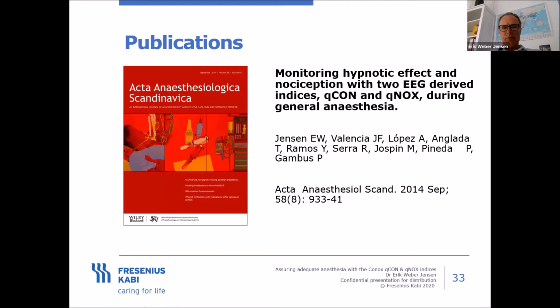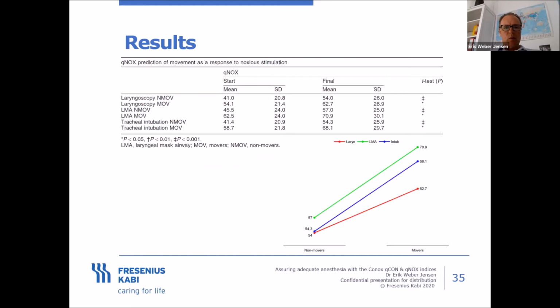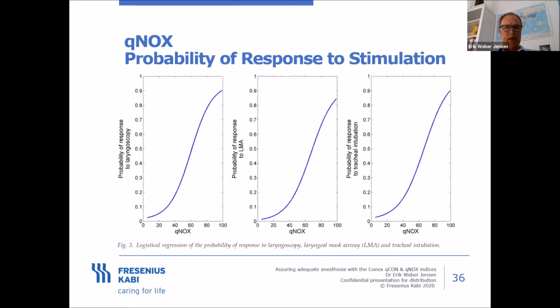One of the first articles that was published was this work here, where we were comparing qCon and qNOX to noxious stimulation. In this study, 60 patients were included, anesthetized with propofol and remifentanil, and the patients were divided into movers versus non-movers. And we saw a significant difference between the patients who moved and the ones who did not move as a response to noxious stimulation. And from that, we could then generate the logistic regression showing how the qNOX is dropping down when the probability of response to either of the stimuli was getting lower.